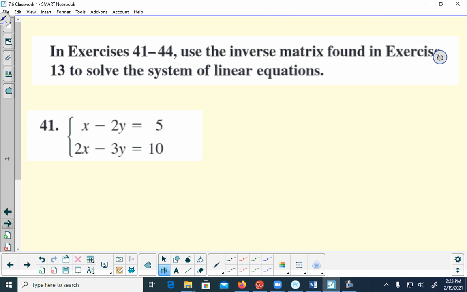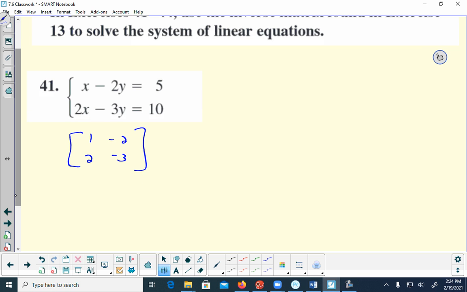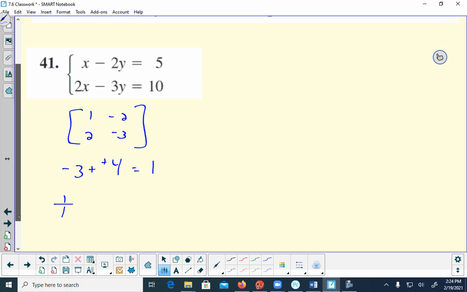Okay, the next one says use the inverse found in 13. Well, we didn't do 13. Whoopsie. So here's my matrix. See, 1, 2, -2, -3. That's problem 13. And let's find the inverse. And I'm going to just use the formula. So I'm going to take -3 minus a -4. So that ends up becoming 1. Well, 1/1 is just 1.